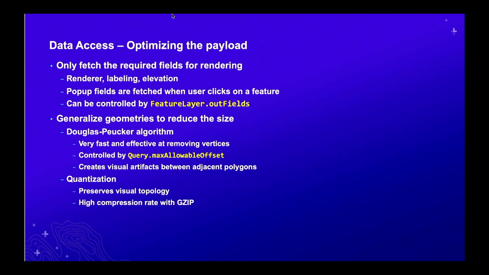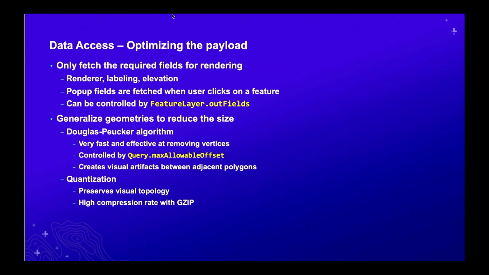So for those feature tiles, we only fetch the required fields for rendering. That's an optimization in 4x. We analyze the layer configuration based on the renderer, the labeling, and the elevation info in 3D. We fetch only the fields needed, because to display the layer, this is what we need. If the user clicks on a feature and there is a pop-up template defined on the feature layer, then the fields for the feature you clicked on are fetched on demand.